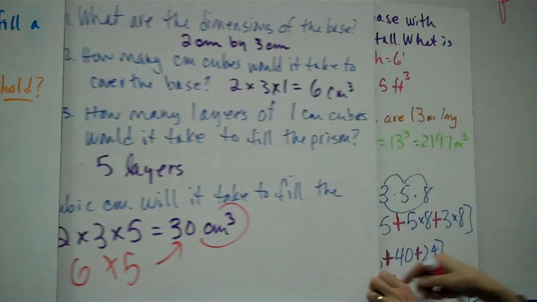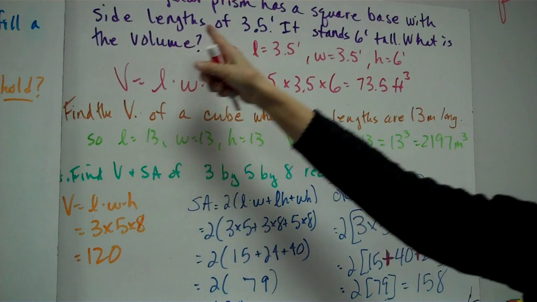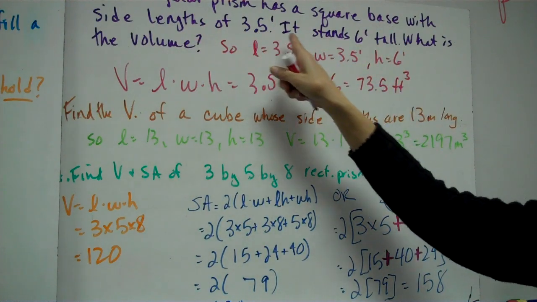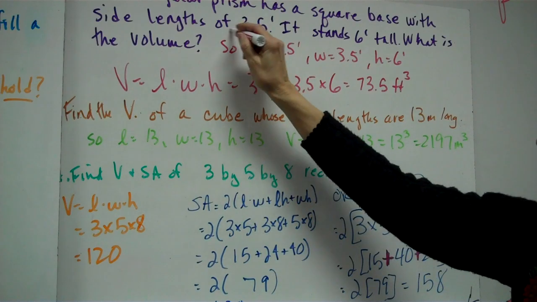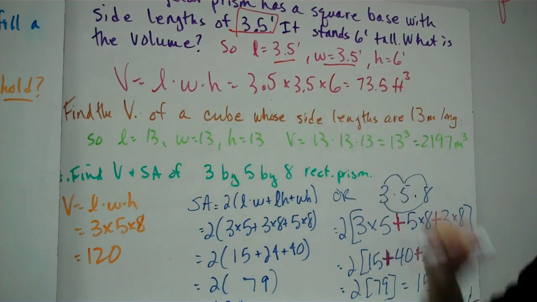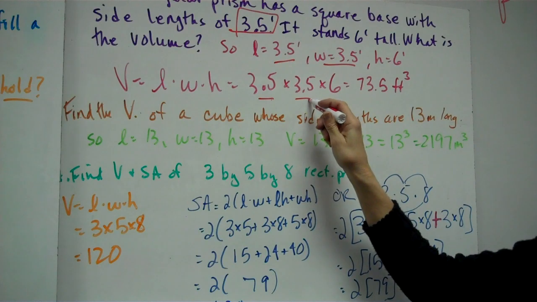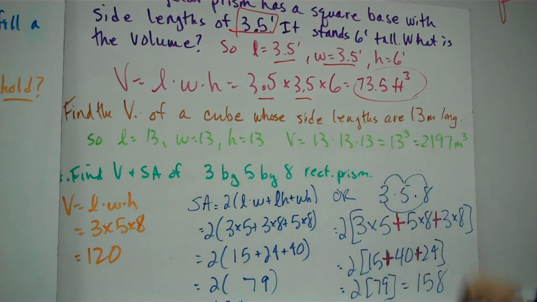Okay, one more to go. Let's do a couple of practice samples. A rectangular prism has a square base with side lengths of 3.5 feet. It stands 6 feet tall. So what's the volume? Well, here you have a square on the bottom. So the length is 3.5 and the width is 3.5. Those are your length and width. So you go 3.5 times 3.5 times your height, which is 6, and you get this answer.